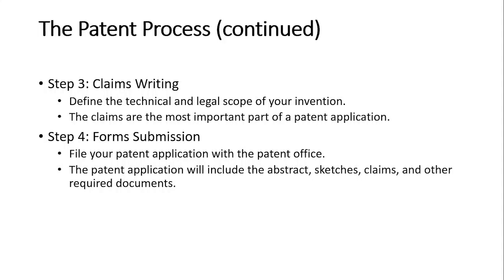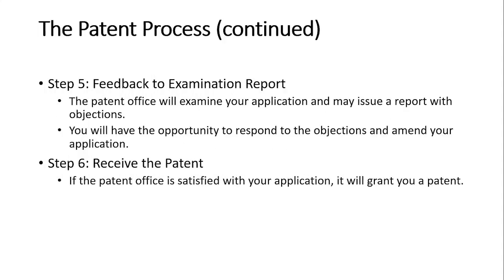After completing the claim writing, you move to form submission. You submit your product to the patent office. Here, file your patent application with the patent office. The patent application will include the abstract, sketches, claims, and other required documents. What are the other required documents? Different forms are available. I will explain what forms are available in our upcoming slides.